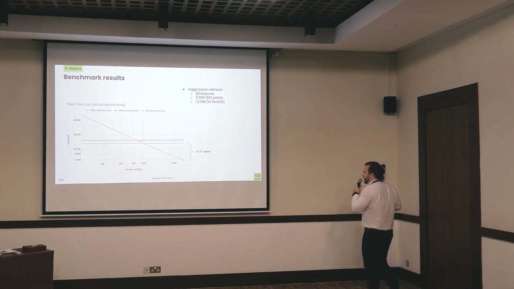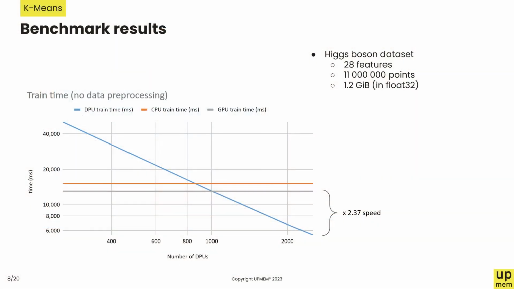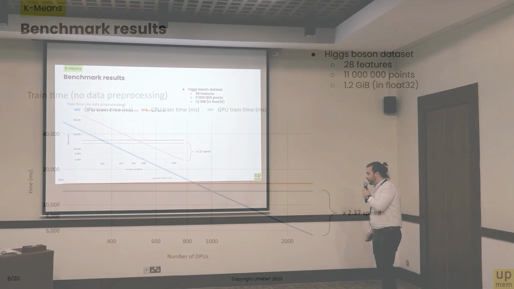So, let's get some benchmarks. The first real data set is the Higgs boson data set, which is popular for that kind of benchmark. It's not a huge data set, about 1 gigabyte. Look at that, it's beautiful: perfect scaling. The more DPUs you use, the less time it takes to compute, and it's completely linear. You compare that to the CPU in orange and the GPU in gray, and you end up with a different acceleration.